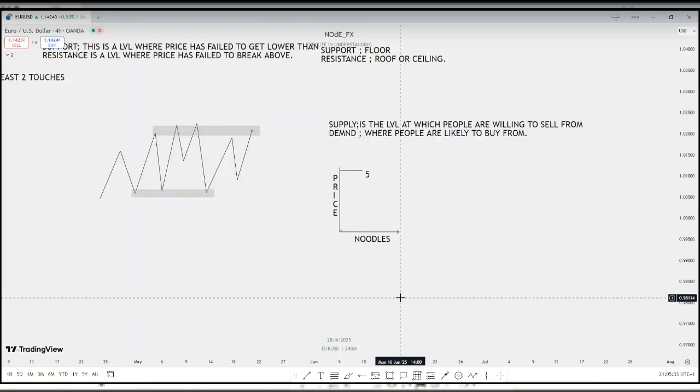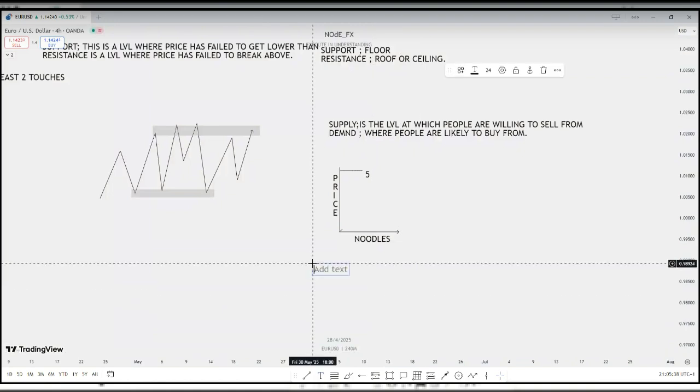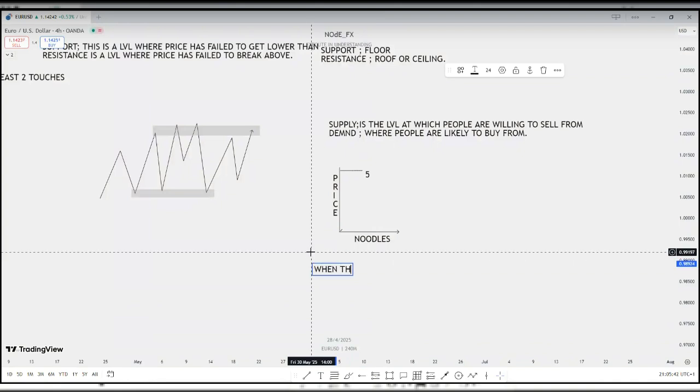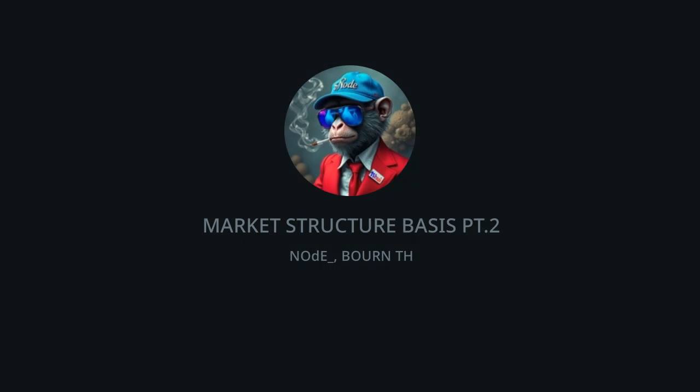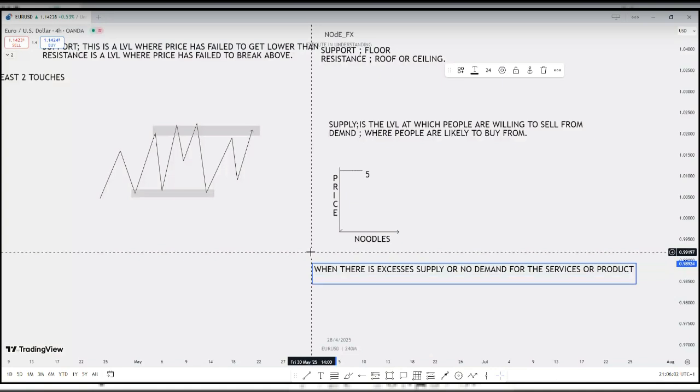Let me write the concept here. The concept of supply and demand works like this. When there is excess supply or no demand for the service or product, the price will sell off.